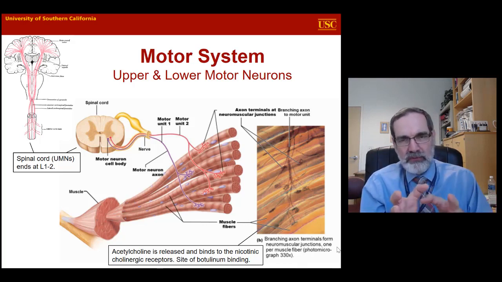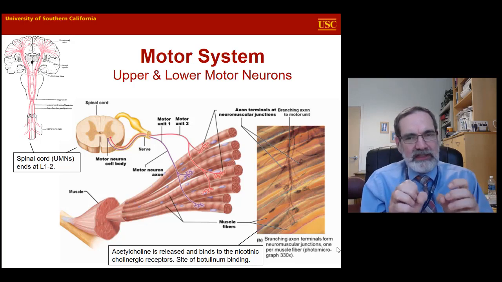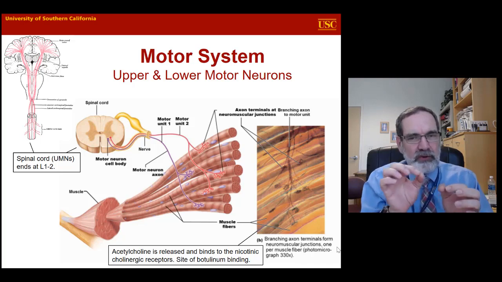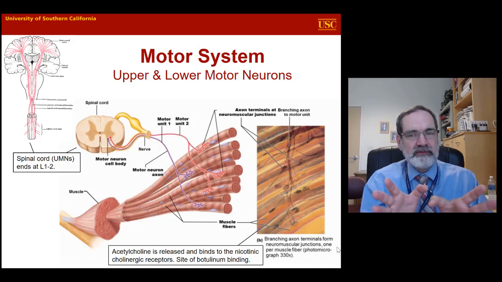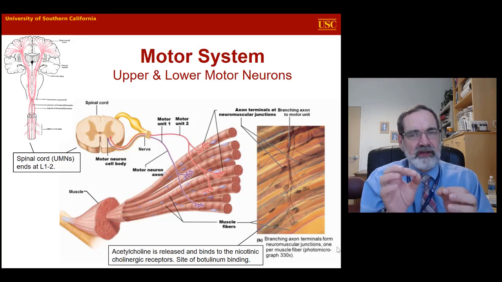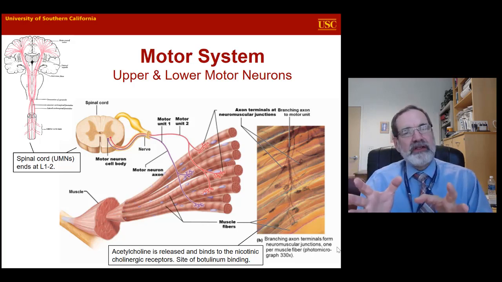One's in purple, one's in red, and they each give rise to branches, and those branches connect with the muscle fibers so that each motor neuron will innervate multiple muscle fibers. And the muscle fibers that are controlled by a single motor neuron are called a motor unit.